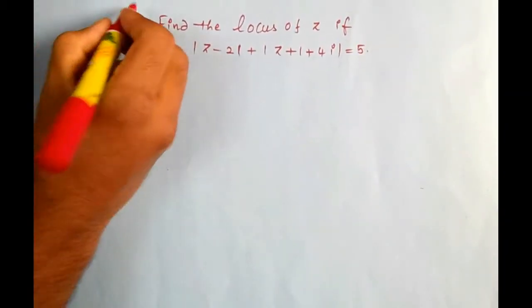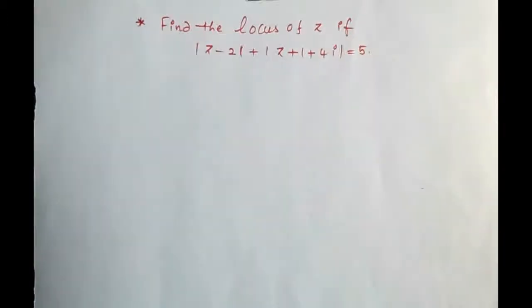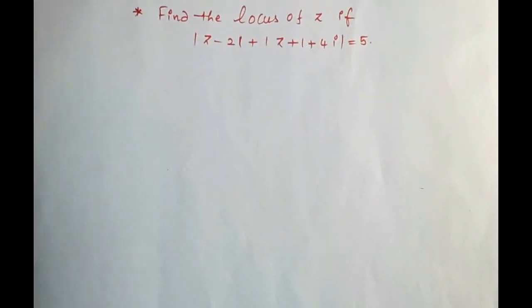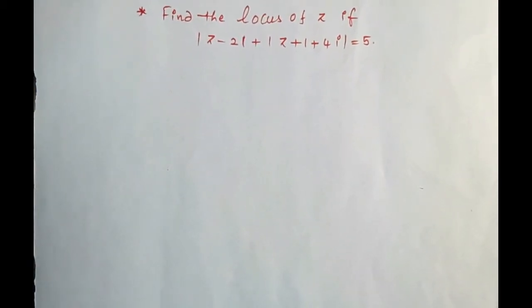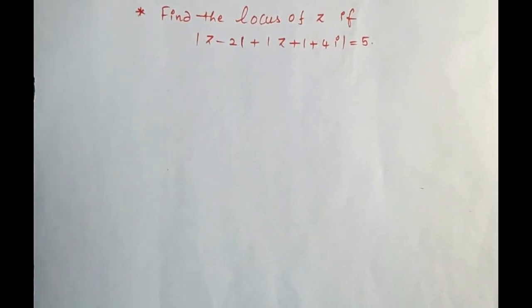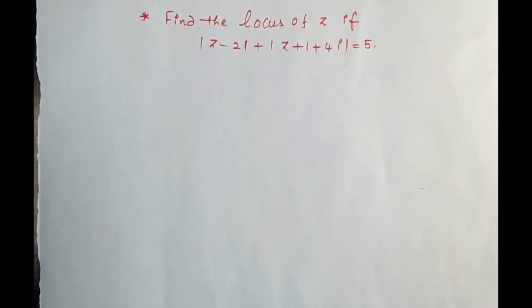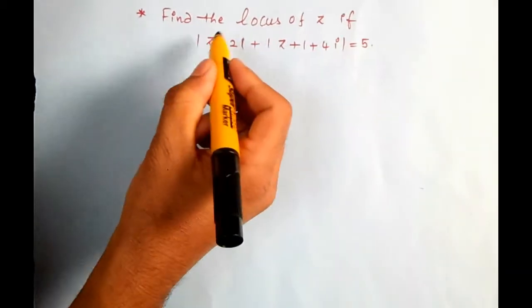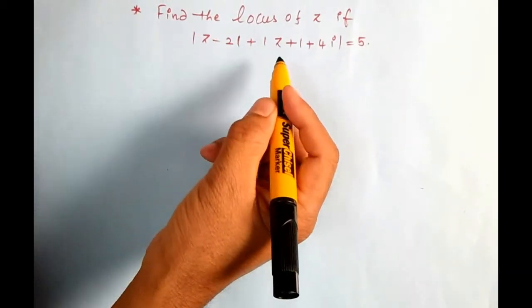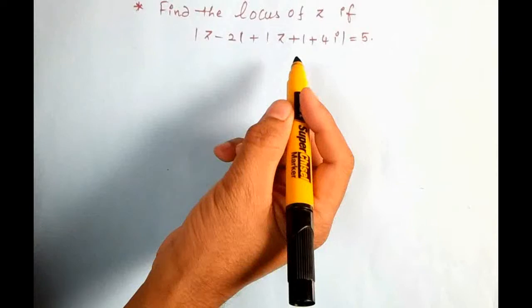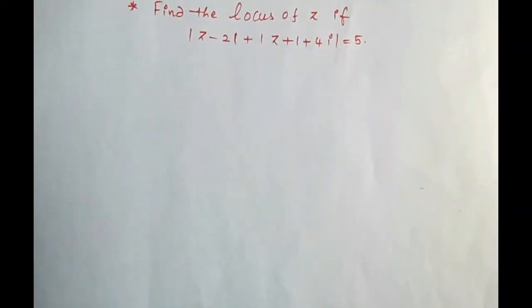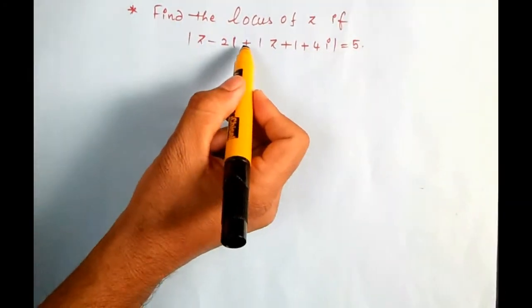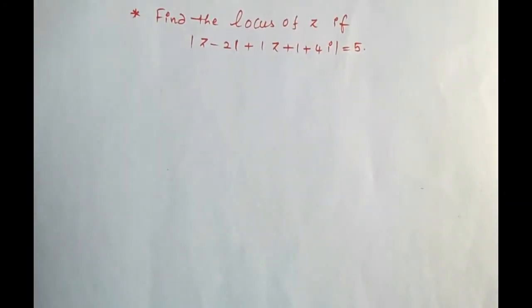Now you see the next example. Find the locus of z if it satisfies that condition. What is the condition? Modulus of z minus 2 plus modulus of z plus 1 plus 4i equals 5. Now here we have to find it once again using the same concept: modulus of z minus z1 plus modulus of z minus z2 equals k. So here we again have plus, like in the previous two examples. I took one more example using plus because the third case is there.